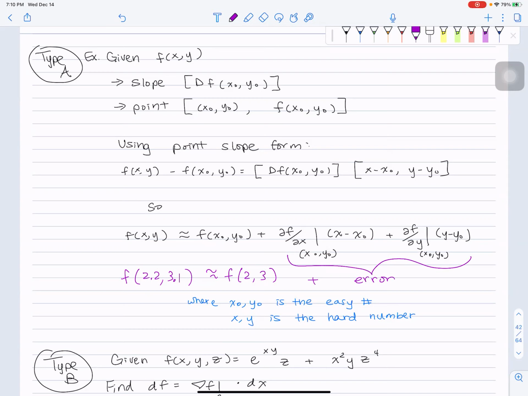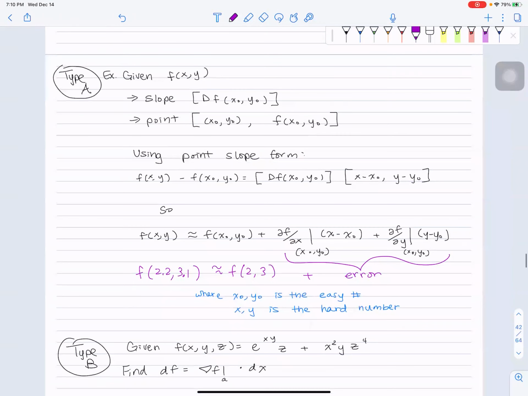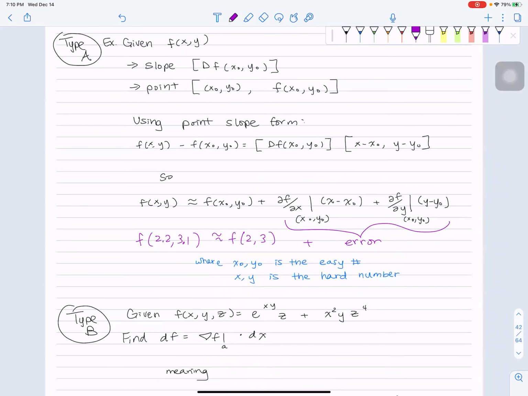Okay, the other type of question is where they're asking you to actually find this error. Error is usually written as df.